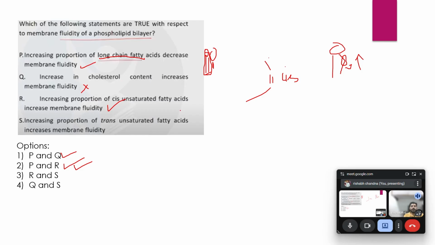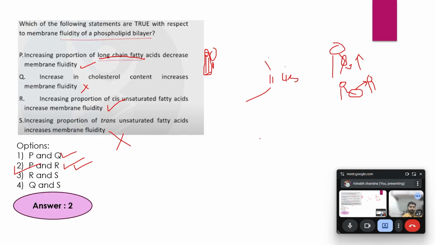Increasing proportion of trans unsaturated fatty acid increases the membrane fluidity. No, this is false, because the structure would be like this, so this would interfere with the next phospholipid molecule that is present. This would hamper the interactions in the membrane, so this would decrease the membrane fluidity. So the correct options would be P and R. Okay, so this second option is the P and R. That would be the correct answer.